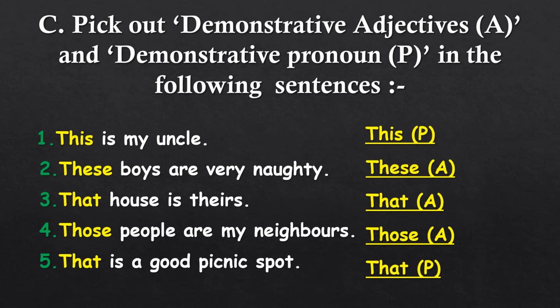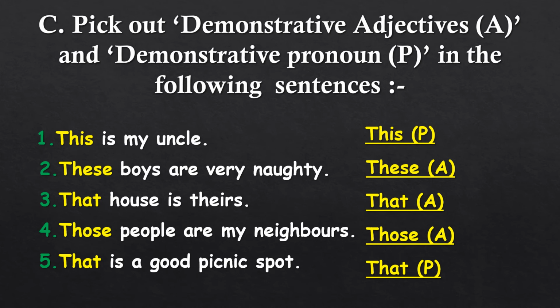In the third sentence, that house is theirs. Again in this sentence, that is used just before a noun, that is, house. So it is a demonstrative adjective. In the fourth sentence, those people are my neighbors. Those is placed just before the noun. In the sentence, people is a noun and before that, those is placed. So, here in this sentence, those is a demonstrative adjective.